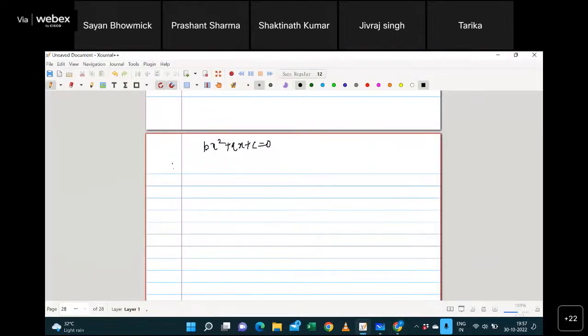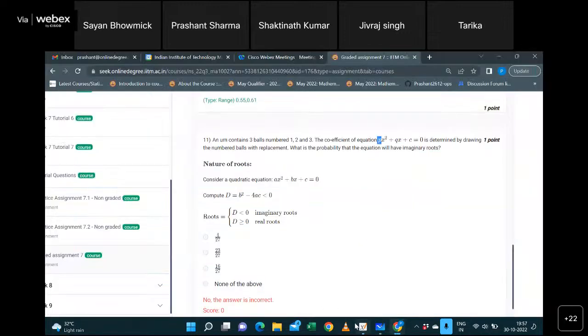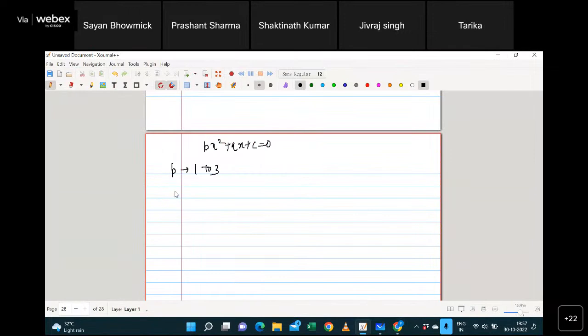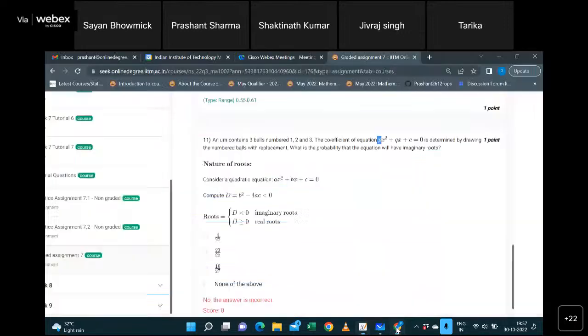It can take any value 1, 2, 3 because the balls are numbered 1, 2, and 3. Yes, sir. q can take any value between 1, 2, 3, and c can take any value 1, 2, 3. It's clear. See what is written in the question: the coefficients p, q, and c are determined by drawing the numbered balls with replacement.